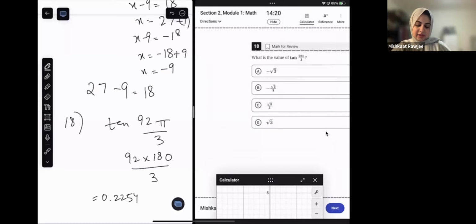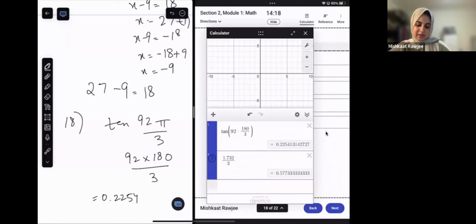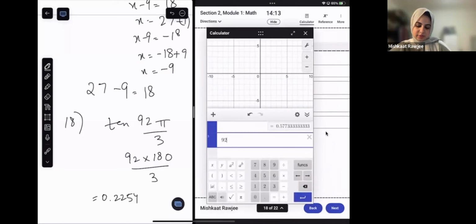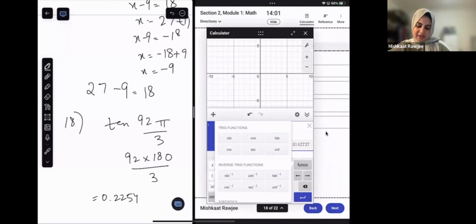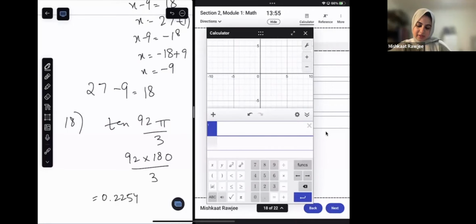180 over 3. 92 times 60. Oh, wait. I just saw the pi right there. I'm so angry. Tangent. Pi is right there. Tangent of tan 92 pi over 3. Now we're gonna get the answer.